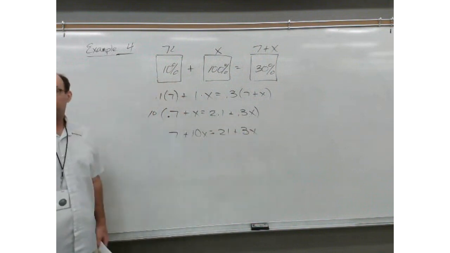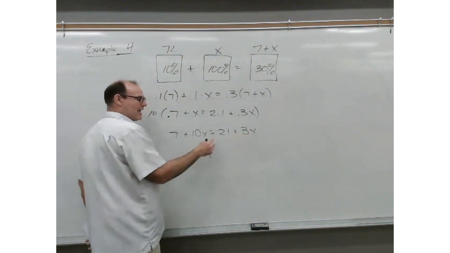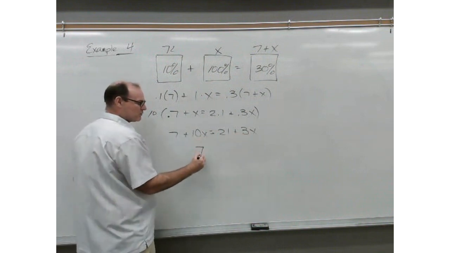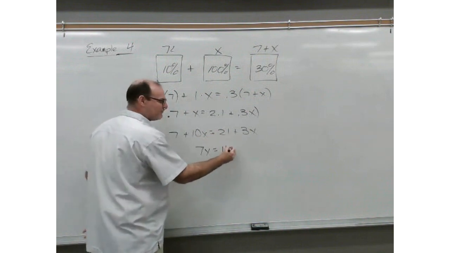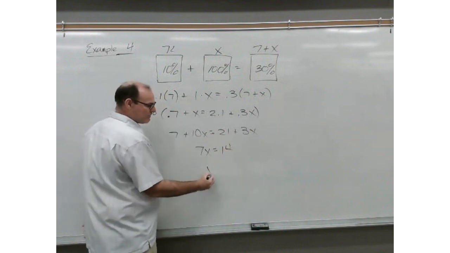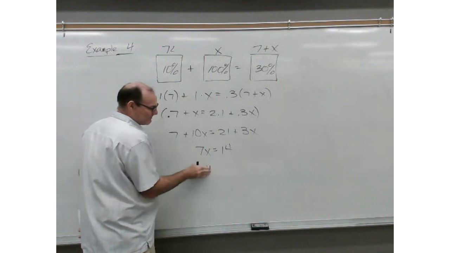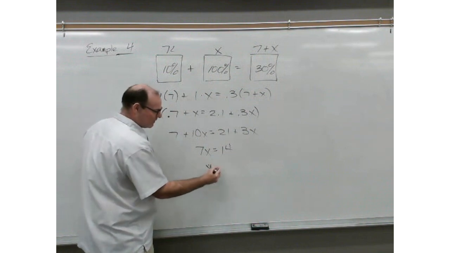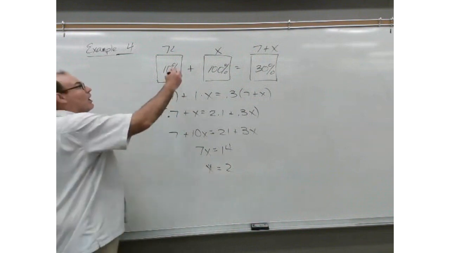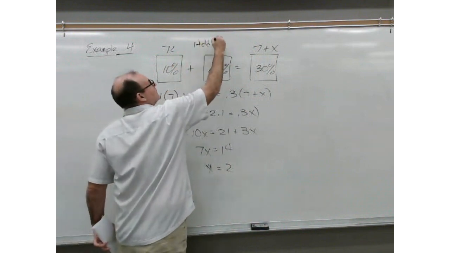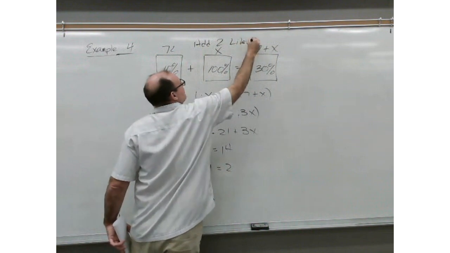Now I'm ready to rumble. I'm going to subtract the 3X from both sides. So 10X minus 3X is 7X. I'm going to subtract the 7 from both sides, and I get 14. And when I divide both sides by 7, I get that the X value, which I can't seem to draw an X here for some reason, is 2. So how much pure alcohol? We need to add 2 liters of pure alcohol.